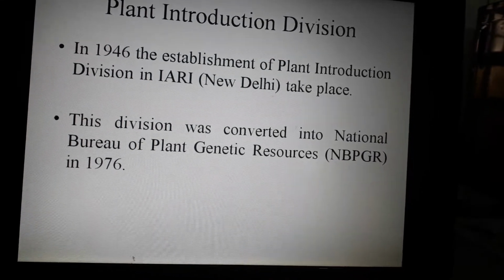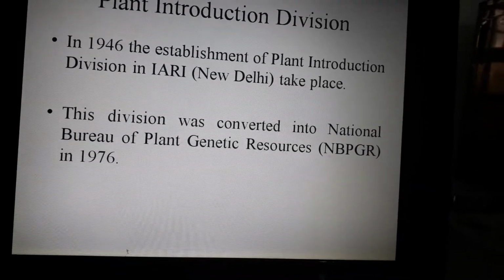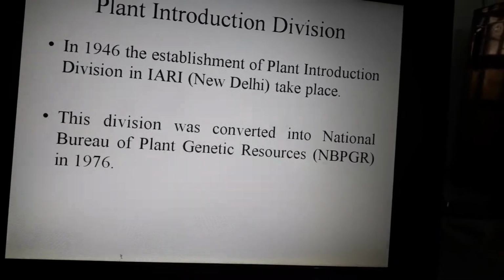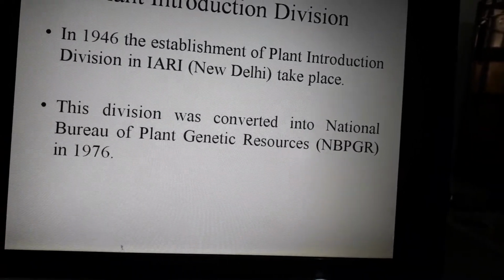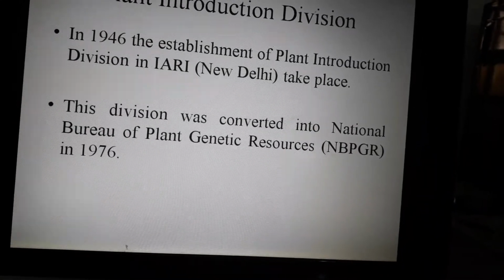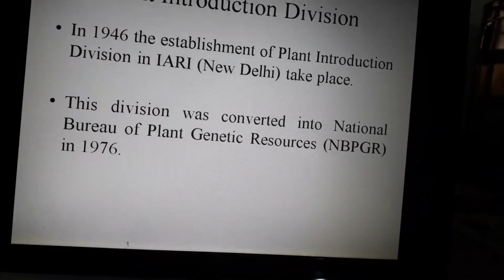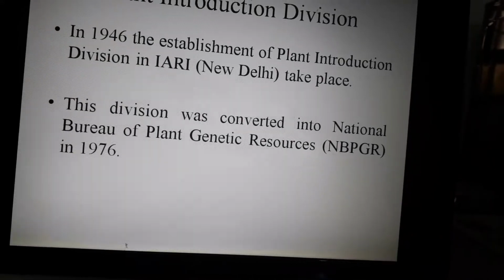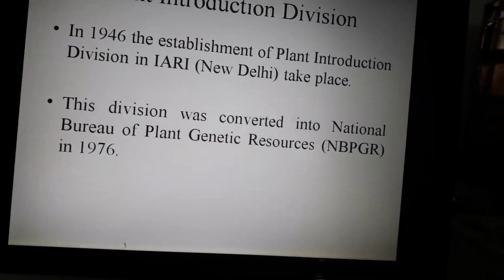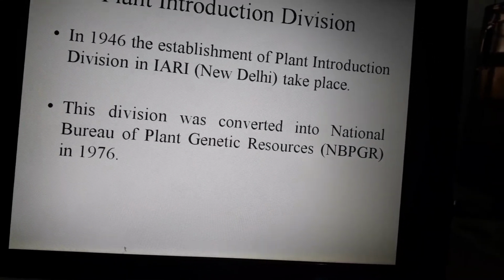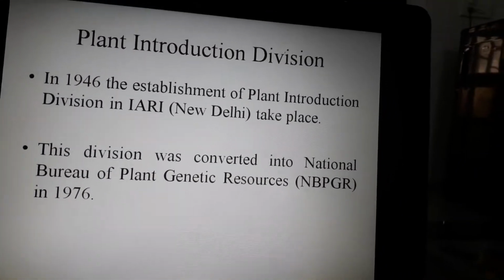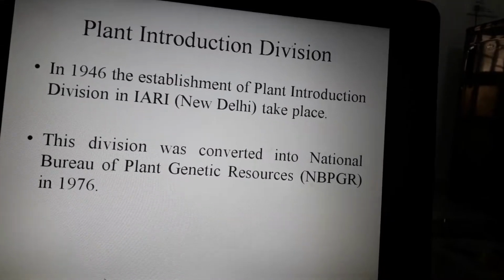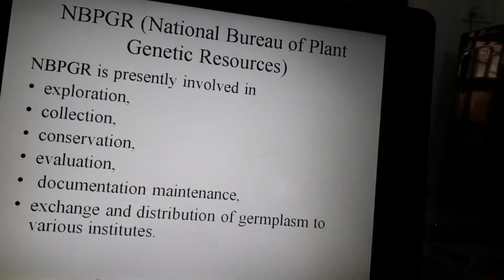To go for plant introduction, we have made a different institute, and that institute is known as the National Bureau of Plant Genetic Resources, that is NBPGR. This NBPGR was established in 1976. IARI was formed first for the aim of plant introduction. So to carry on the process of plant introduction only, we go for NBPGR.